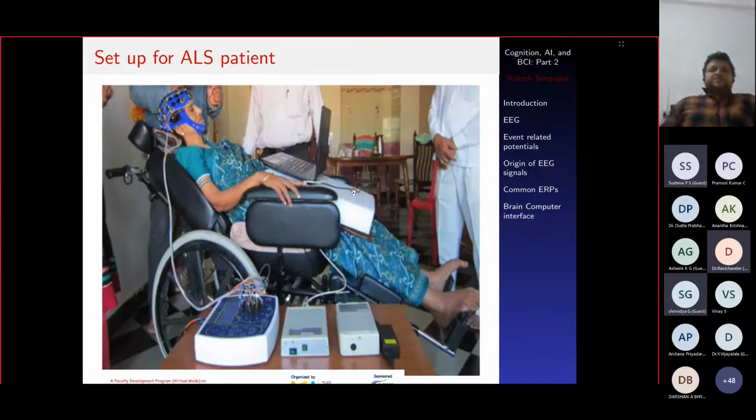And of course, this kind of wheelchair thing was also done for this lady, currently deceased. She was an ALS patient. She was a patient suffering from amyotrophic lateral sclerosis, and so she could not move any of her limbs and arms. So we wanted her to be able to move her wheelchair or call for help whenever required through this EEG-BCI technology. Again, we reached limited success with that.